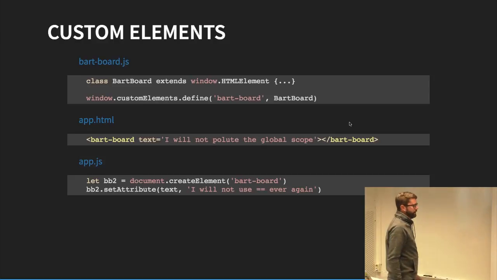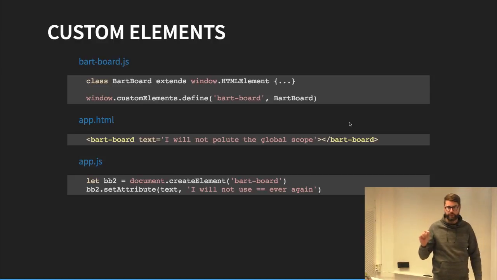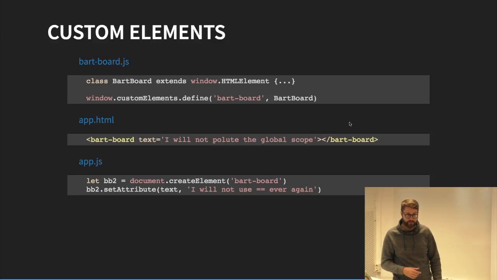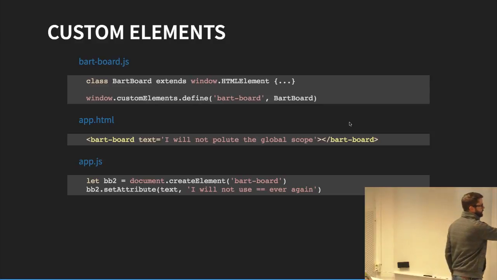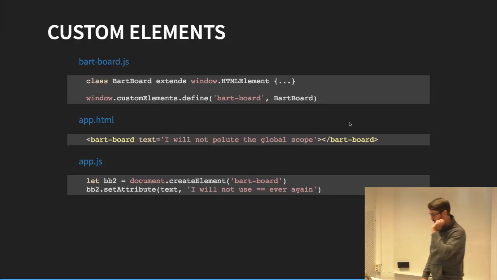But we will start out with an empty HTML element. We need to tell the browser that we have a new element that it should register and that it should use. And we do that by window.customElements.define. So we're defining a new custom element. We must give it a name, and we will point to the constructor function, or in this case the class BartBoard, that it should be instantiated from.